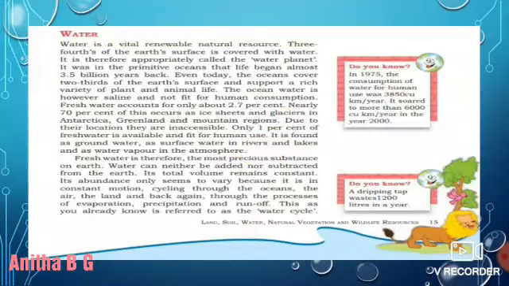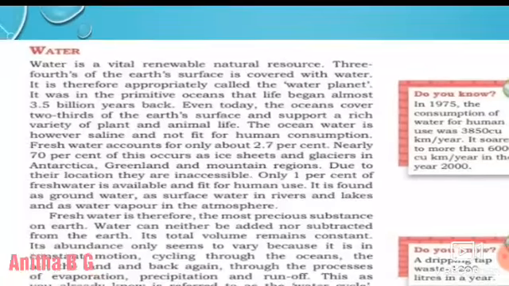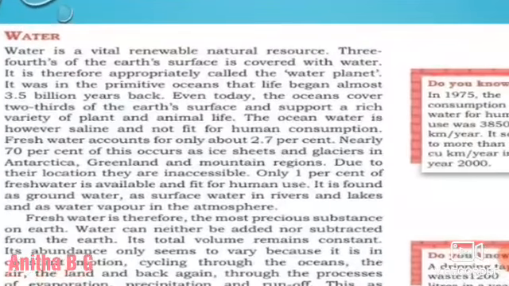Next one is water. We know what water is, is it? It's a very important resource. Water is a vital, renewable natural resource. 3/4 of the earth's surface is covered with water. It is therefore appropriately called the water planet. Yes, it is. 3/4 of the surface of the earth is covered by water, so that's why we call our earth the blue planet or water planet.